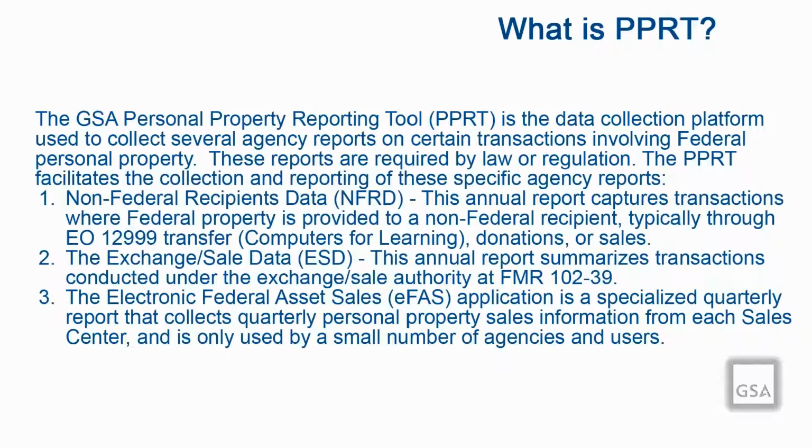PPRT Non-Federal Recipient Data, or NFRD, is an annual report that captures transactions where federal property is provided to a non-federal recipient. For example, through an EO 12999, Computers for Learning Transfer, donations, or sales. The PPRT Exchange Sales Data, or ESD, is an annual report that summarizes transactions conducted under the Exchange Sales Authority under FMR 102-39. And lastly, the Electronic Federal Asset Sales, or EFAS, application is a specialized quarterly report that collects quarterly personal property sales information from each sales center and is only used by a small number of agencies and users.